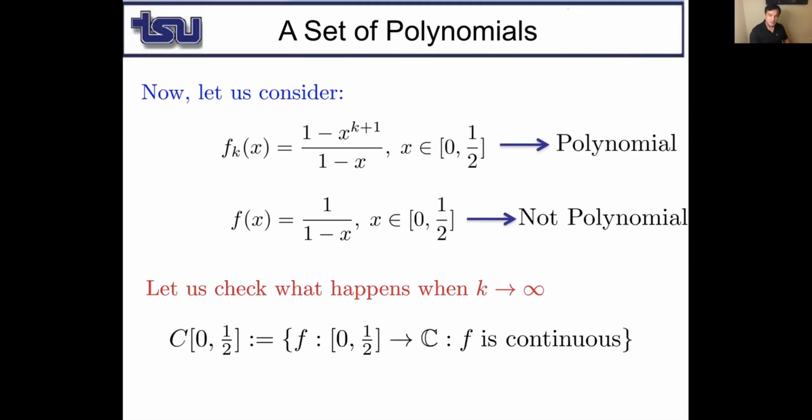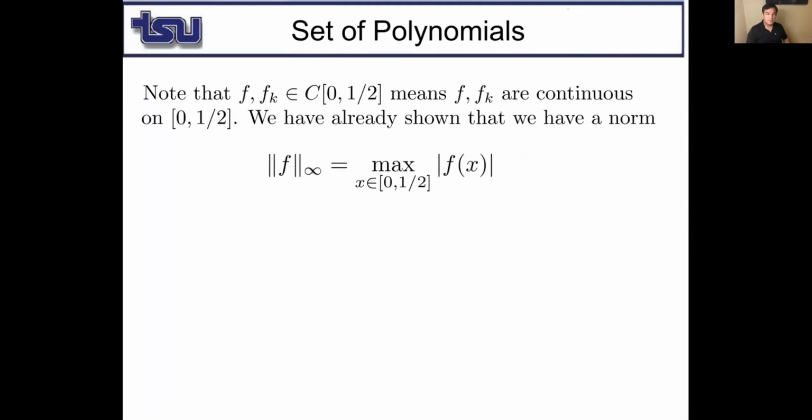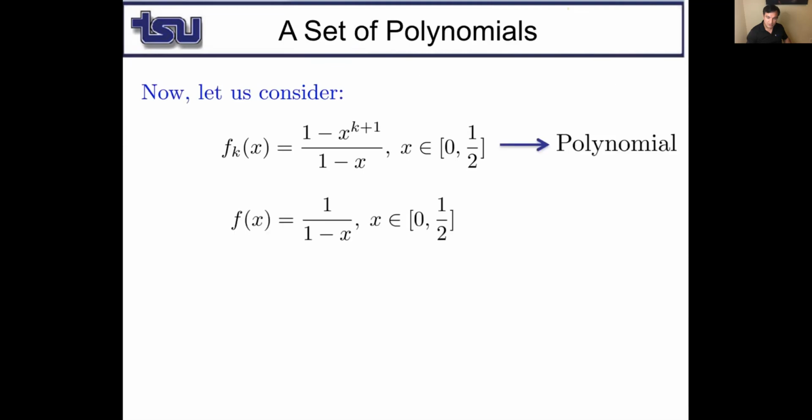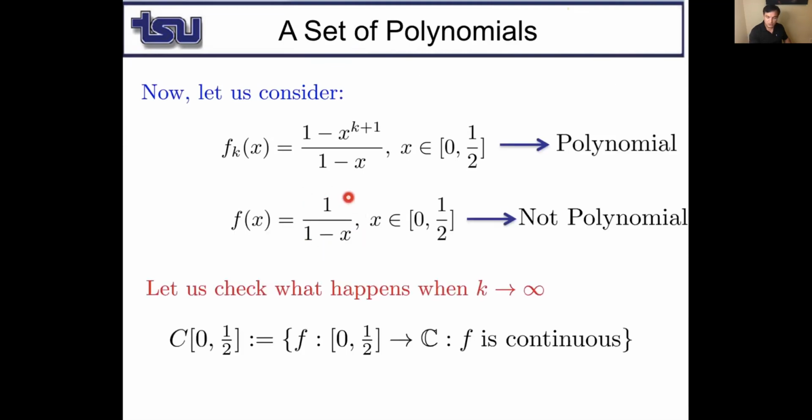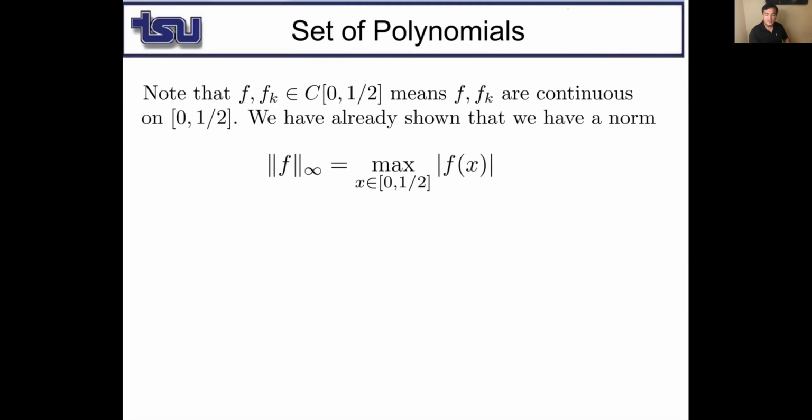First of all, let's think about the space, because polynomials are continuous functions, right? All polynomials are continuous. Let's think about the space of continuous functions. So C of 0, 1 over 2 is defined as the set of continuous functions from this interval to complex numbers. That's basically it. And we know that the set of polynomials is a subset of this set, okay? We know that. So note that f is not just a polynomial. Think about this. This is also continuous in this interval. It is not defined when x is 1, but 1 is not in this interval, right? So f and f of k are continuous functions.